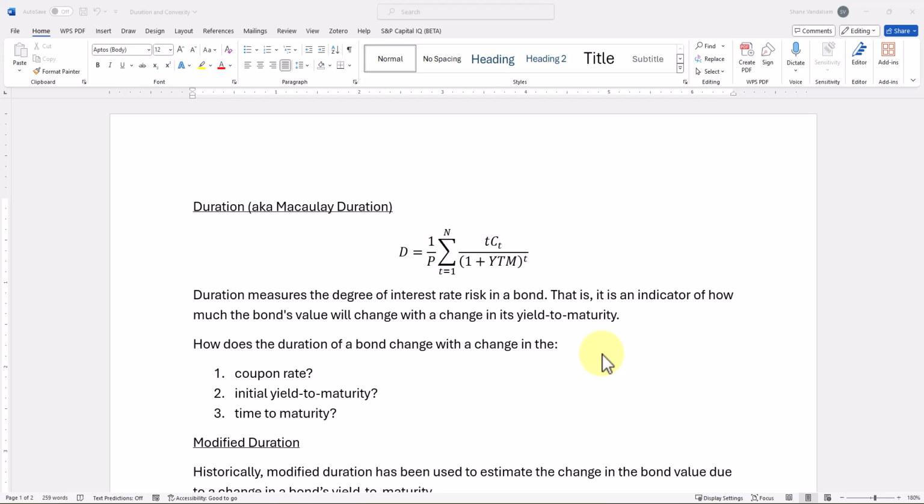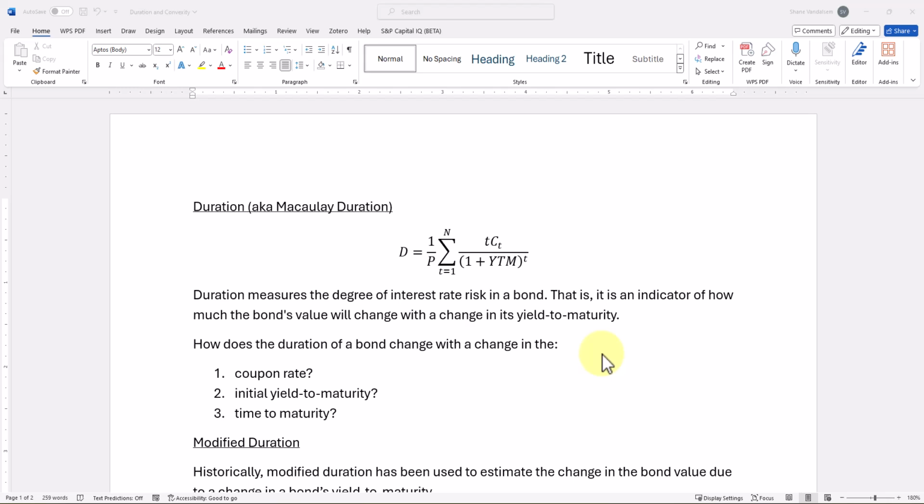Hello everyone. In this video I'm going to describe and demonstrate how to calculate the duration of a bond, the modified duration of a bond, and the convexity of a bond. And then we're going to take a look at some actual bonds and how duration impacts the interest rate sensitivity of real bonds.